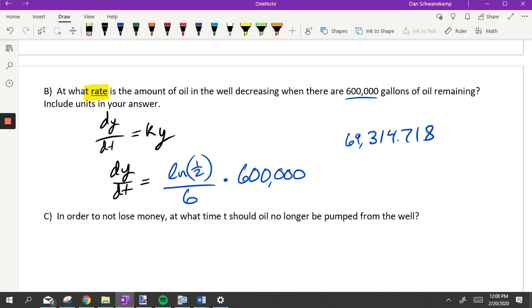that amount. What would my units be there? It's a derivative. It is my amount, which is gallons, over years. So every year we're losing 69,000 gallons. Makes sense on B, or not every year, but at that very specific time, it's that.